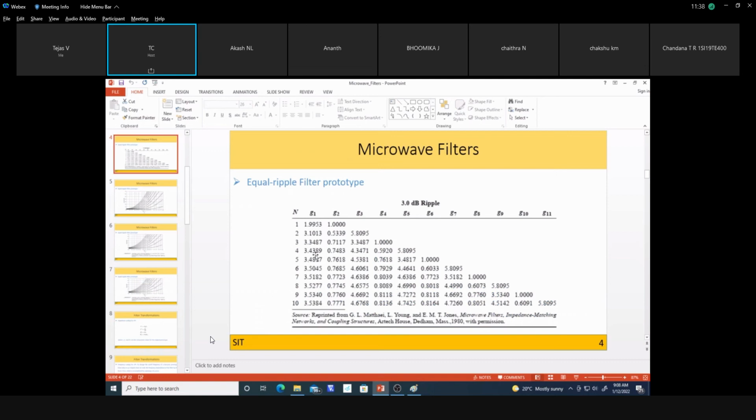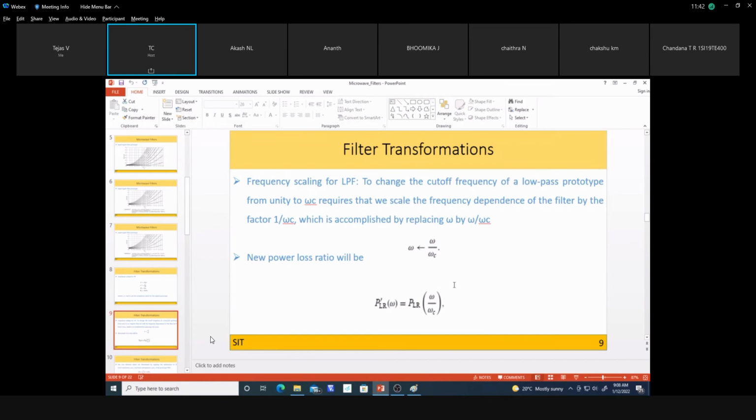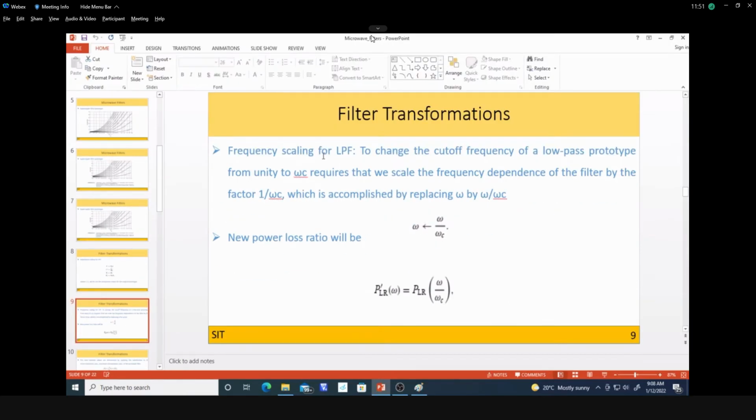which you have original values. These are the original values. Okay. And if you go to the frequency scaling, so for the particular low pass filter, if I want to scale the frequency, because we have taken the cutoff frequency as 1 radians per second, that is a normalized value. So now if I want to change it to the frequency we are exactly designing for, the cutoff frequency and all, we need to scale that frequency.